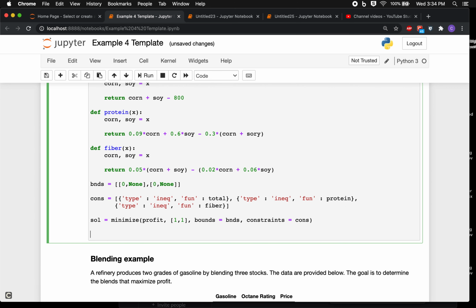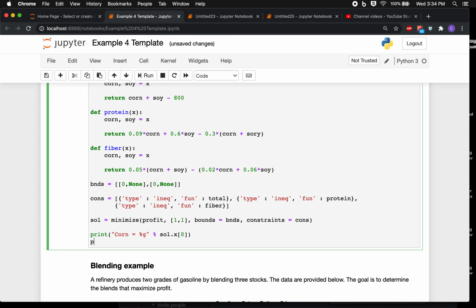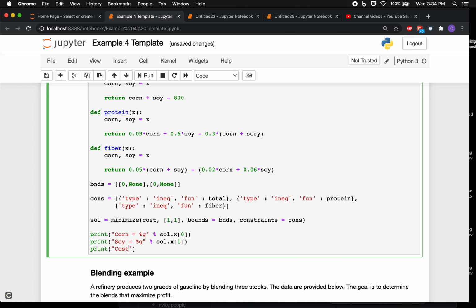And then when I'm done, I can print, corn is equal to %g, and then that's going to be sol.x of 0, and then print the soy part is going to be %g, and this is going to be % sol.x of 1. I also have to change this. The objective function, we called it cost, not profit. I made that mistake a couple times. And then the final thing we want to do is put the cost. And since we're just minimizing something, we just put the value in. We don't have to minus it or anything like that. And then we're going to do % sol.fun.